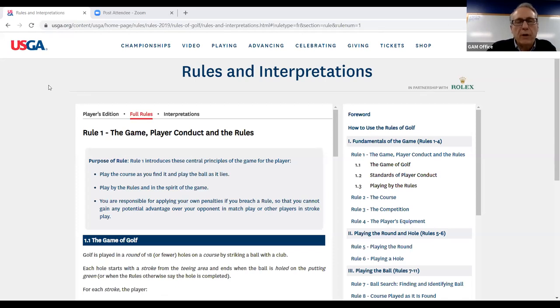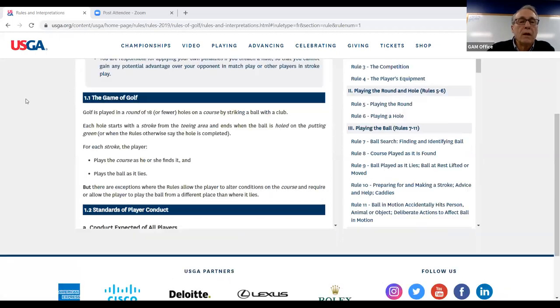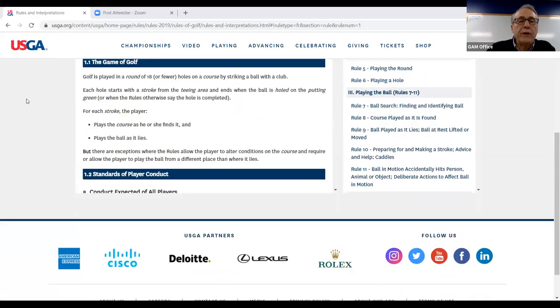However, match play is an extension of the round, so in a sense it does cover more than 18 holes, but that will be more defined under match play when we get into rule number, I guess rule number three, which talks about the difference between stroke play and match play. So you play the course as you find it and you play the ball as it lies.